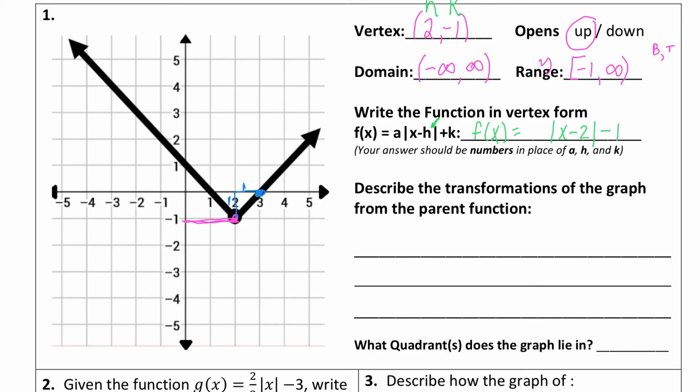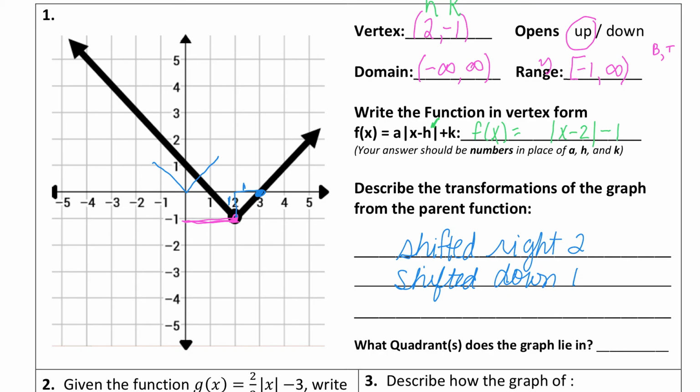Describe the transformations of the graph. Well, because the a value is 1, it did not stretch or shrink. The only thing that it did, and remember we're going from the parent function absolute value, which is here, so which way did it move? Well, it shifted to the right 2, and it shifted down 1. So those are your transformations.